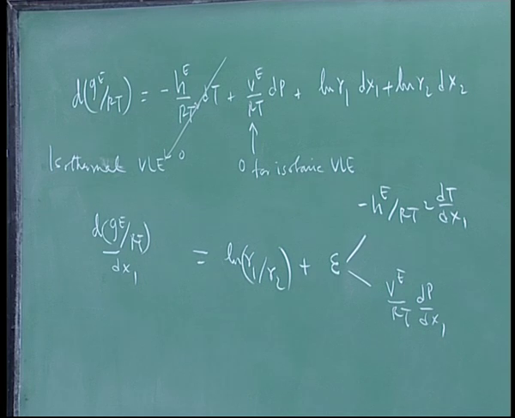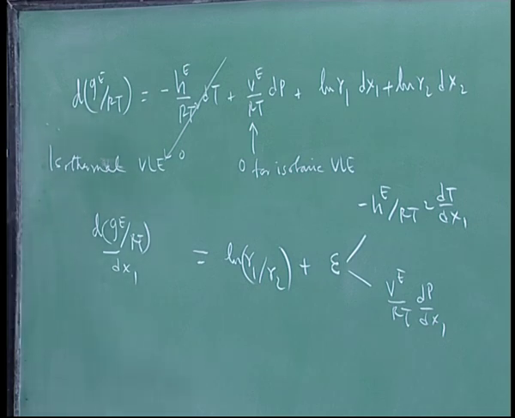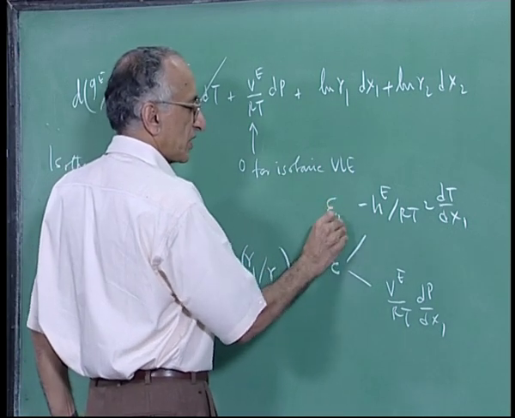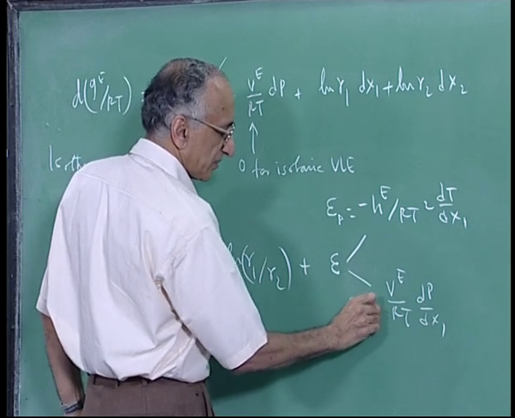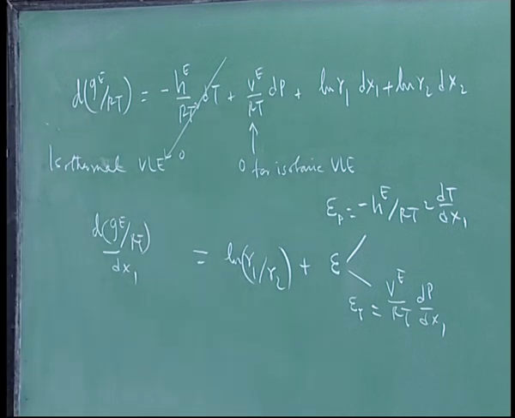With 2 degrees of freedom, I either do isothermal VLE, in which case temperature is constant and the other variable is x1. So if I treat T and x1 as variables in a system with 2 degrees of freedom, dG excess by dx1 will be this plus epsilon, where epsilon is simply V excess by RT dP by dx1. This is usually written as epsilon P and this is epsilon T. This means at constant temperature epsilon is V excess by RT dP by dx1.